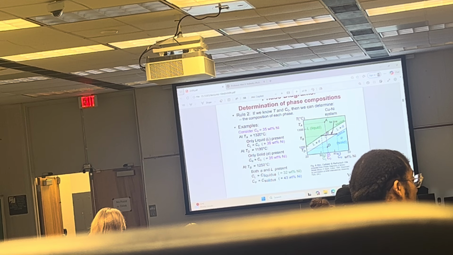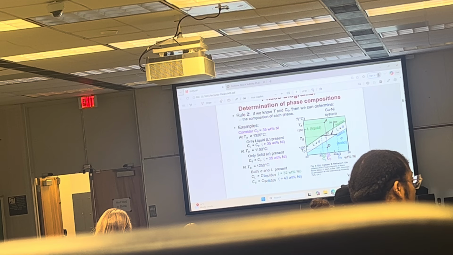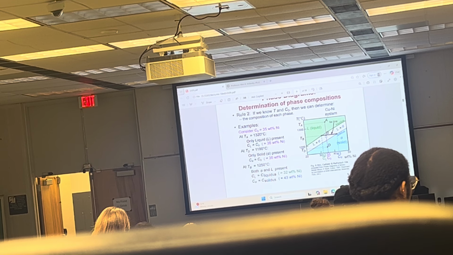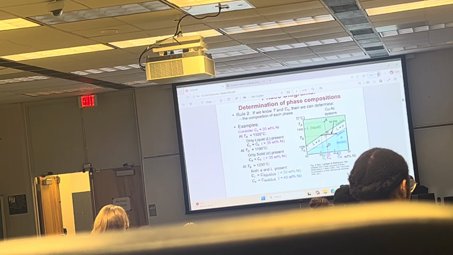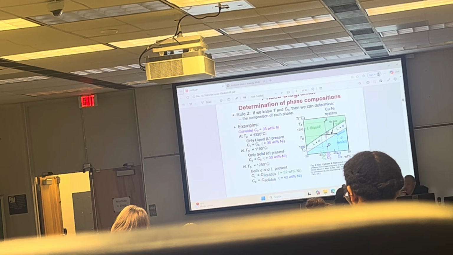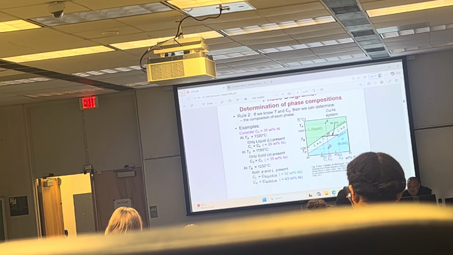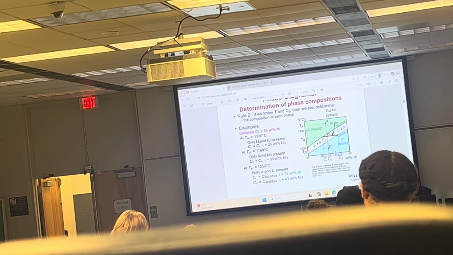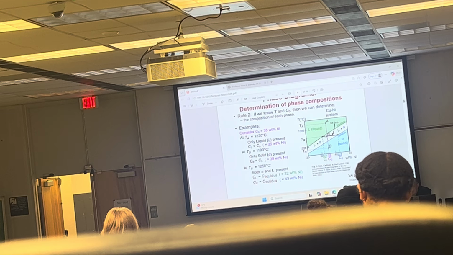We draw a horizontal line, which is called a tie line. And where this line intersects with the solidus line, that's going to be the composition of the solid phase. And where it intersects with the liquidus line, that will be the composition of the liquid phase. Okay? So take a look at this.